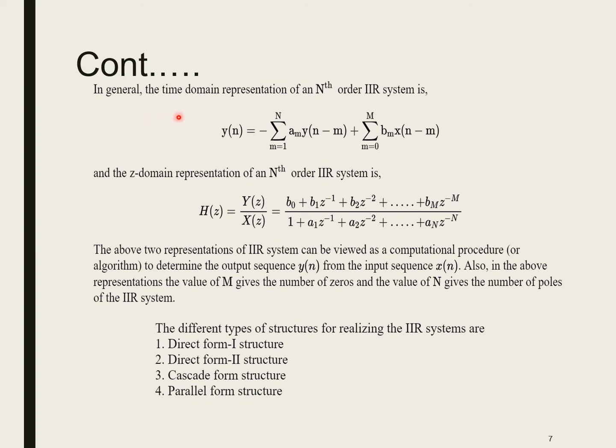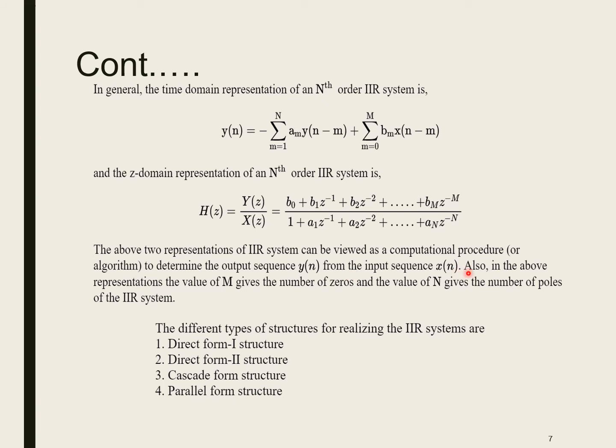Right. So, in general, the time domain representation of an nth order IIR system is this. Normally the order of the filter is very, very important while designing a system, that too in IIR. So, y of n is considered as the same equation we have written here, and in the Z domain representation, the nth order of the system is represented as the equation which we have quoted previously. So, the above two representations of IIR can be viewed as a procedure or algorithm to determine the output sequence y of n from the input sequence x of n.